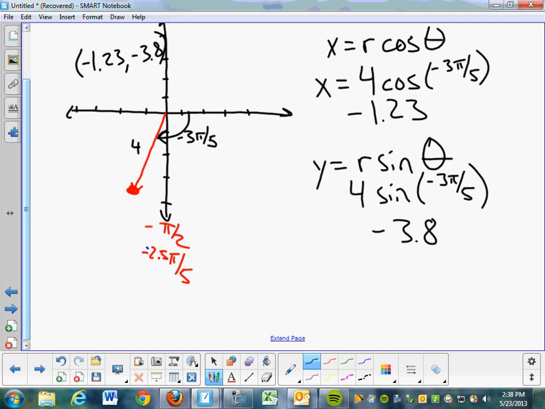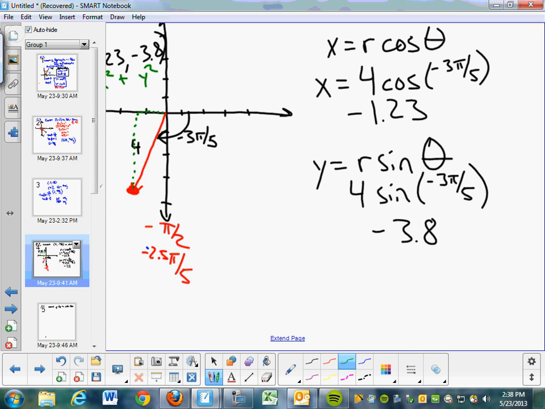So we've got negative 1.23 and negative 3.8. Now, look at my graph. Negative 1.23, negative 3.8. Does that look like it fits about the right spot? It sure does. If you'd like to check your answer, draw a graph, make sure it looks like it should. Furthermore, if you did x squared plus y squared, you should come up with 4. Well, 16, then square root, you get 4. So there are different ways to try to verify your answer, make sure that you're in the right mode. But drawing a graph ahead of time is great.